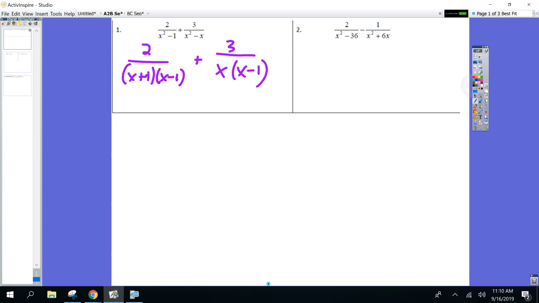Now, we look for a common denominator. I'm going to try to make this easy on you guys. What do they have in common, those two denominators? x minus 1. So that gets put into your common denominator. x minus 1, just once, though.